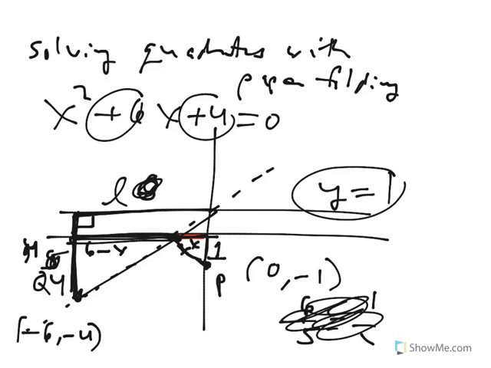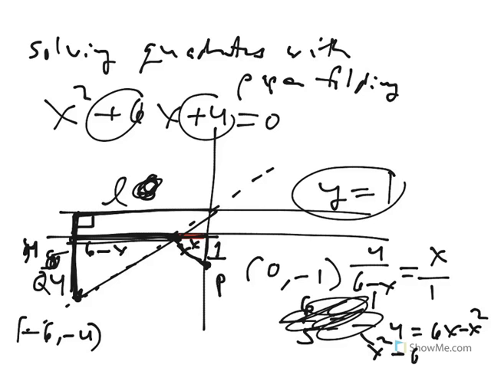So we can set up a proportion. 4 over 6 minus x equals x over 1. And when I cross multiply, I get 4 equals 6x minus x squared. And when I move everything over to this side, I get x squared minus 6x plus 4 equals 0. So let's make the equation with a minus there. Okay, that was a little confusing, but that was the basic idea.